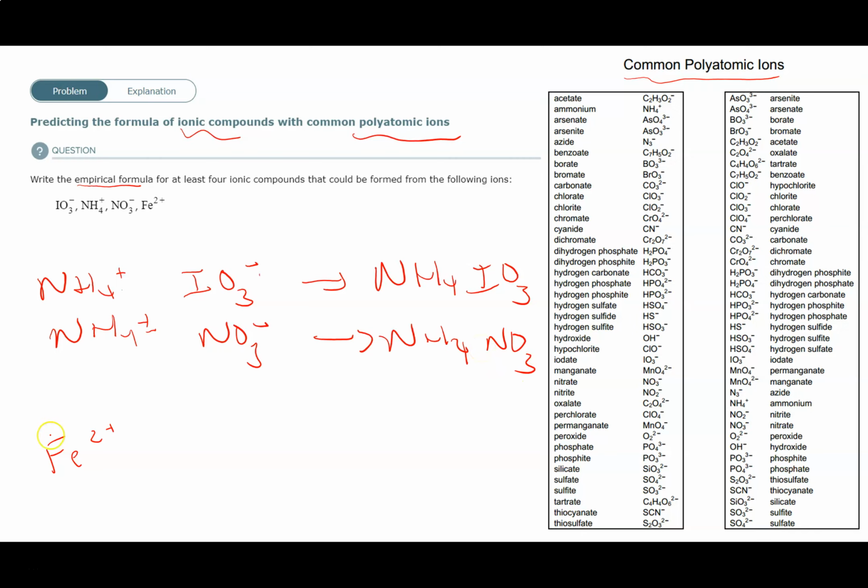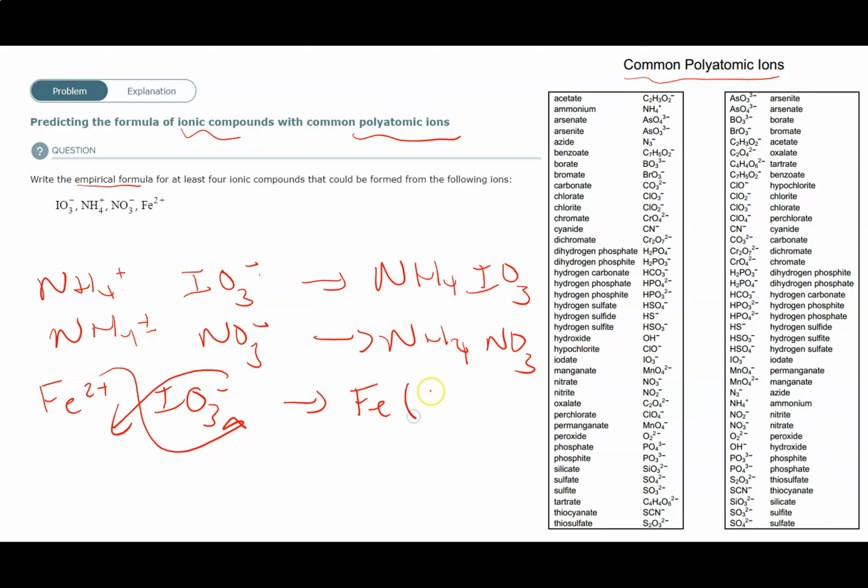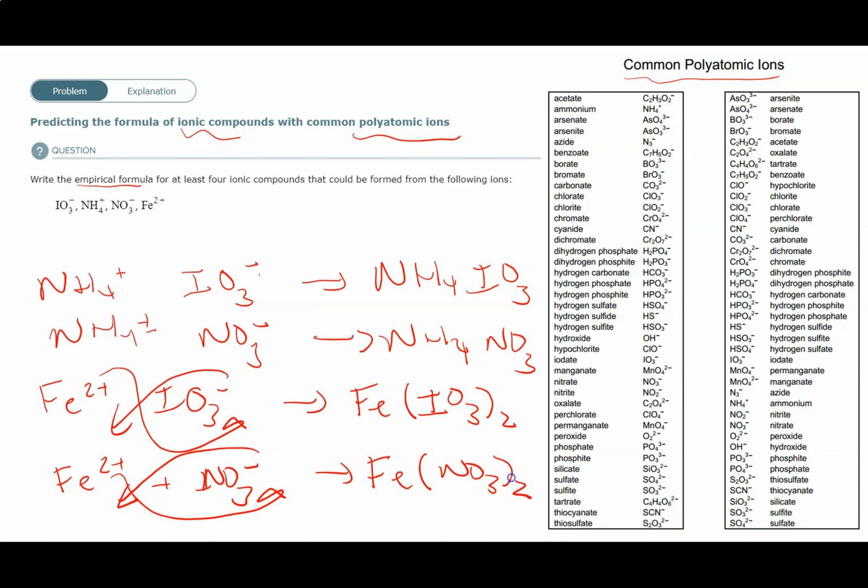Okay, what about Fe2 plus? Well, Fe2 plus can combine with IO3 minus, and they don't have equal and opposite charges, so I'm going to need 2 IO3s and 1 Fe2 plus. So Fe parentheses IO3 2. You see that? When you have more than one of the polyatomic ion, it goes in parentheses. And then Fe2 plus with NO3 minus. They don't have equal and opposite charges, so I need 2 NO3 minuses and 1 Fe. So again, Fe(NO3)2.